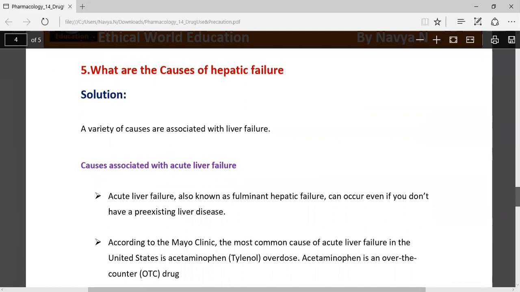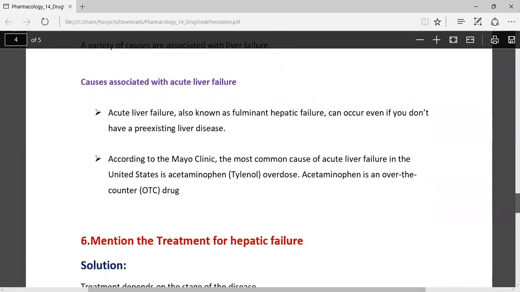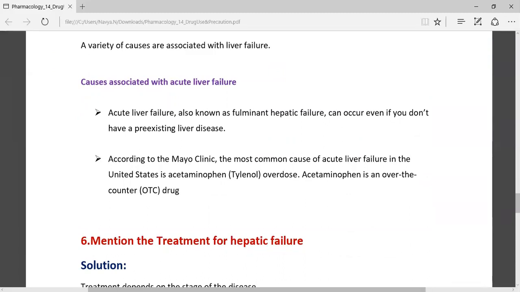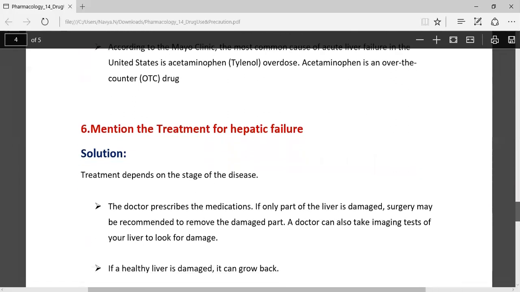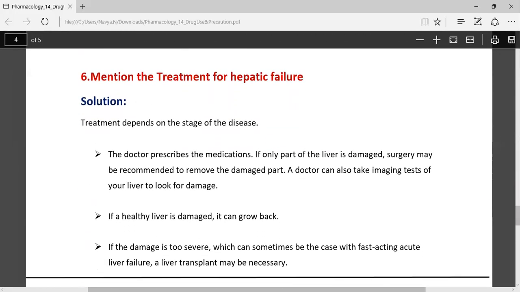We also discussed the causes of hepatitis. According to the Mayo Clinic, in the United States acute liver failure may be caused by overdosage of drugs. This may cause hepatic failure, and we discussed hepatic failure.